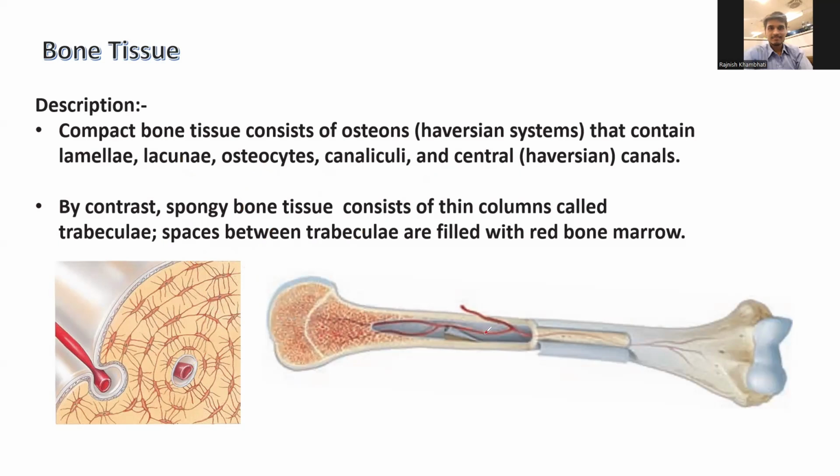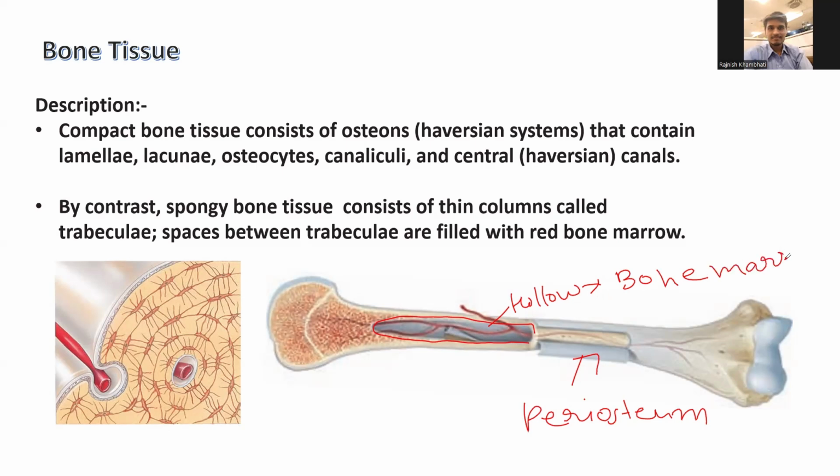This is the structure of bone, and this is one more structure of bone where you can see this paper-like structure, the periosteum. And in the center of the bone you can see that this portion is a hollow structure, and in this hollow structure there is one more tissue present that is known as bone marrow. So bone marrow is present in this hollow central part of the bones.